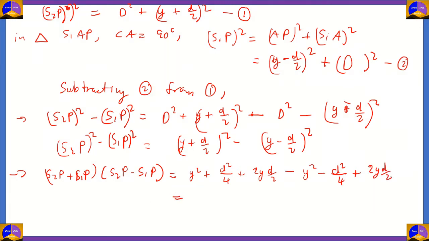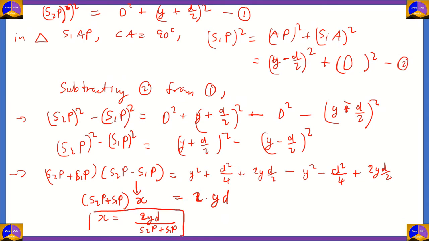Now, S2P minus S1P can be written as the path difference x. So S2P plus S1P times x is equal to 2yd by 2 plus 2yd by 2, which gives 4yd by 2, equal to 2yd. Therefore, the path difference here is equal to 2yd divided by S2P plus S1P. This is an important formula to find the path difference.